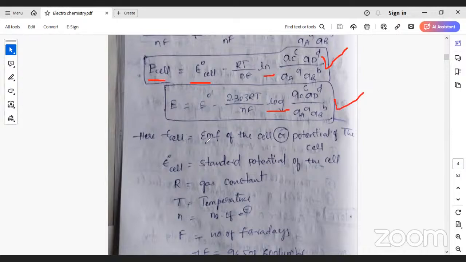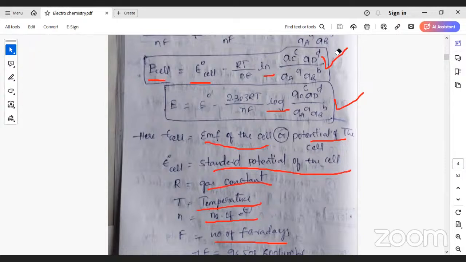E cell means the EMF of the cell or potential of the cell. E naught cell means the standard potential of the cell. R is the gas constant, T is the temperature, and n is the number of electrons. F is the Faraday constant; 1 Faraday equals 96,500 coulombs. These are all the parameters included in the Nernst equation.